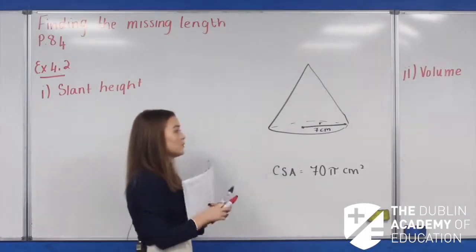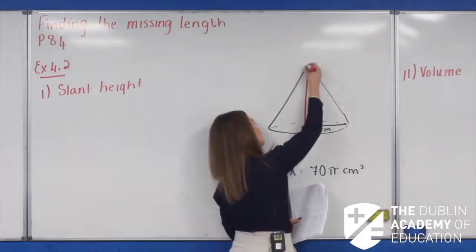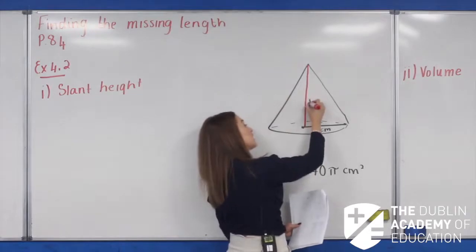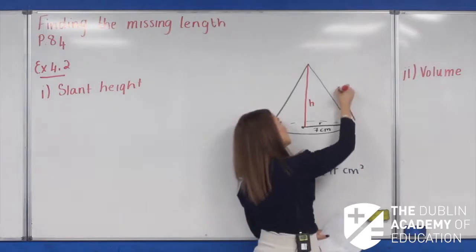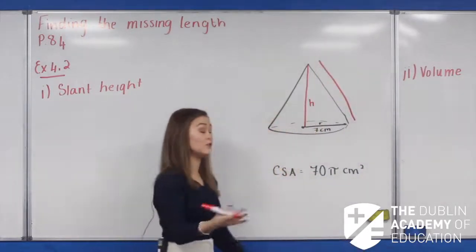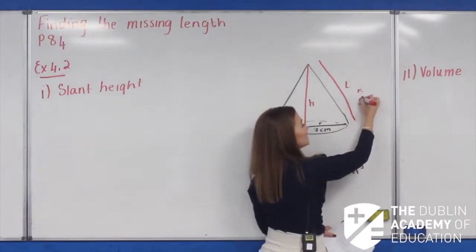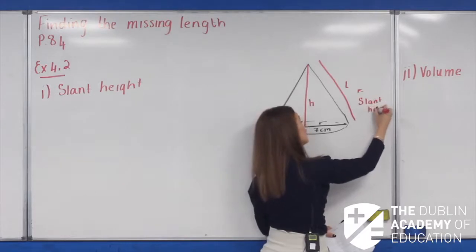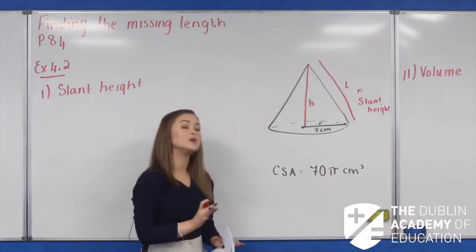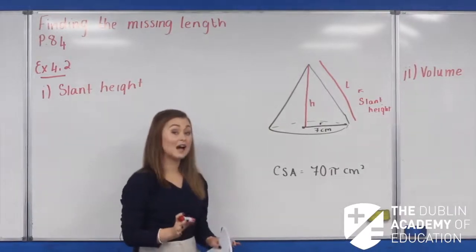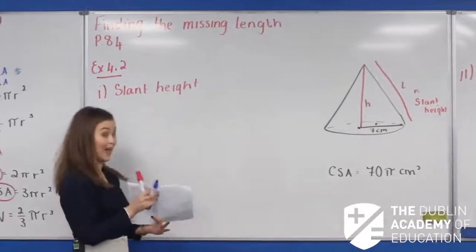It's important for me to point out that from here to here is the perpendicular height, and it's labelled H. From here to here, and you'll see it in your log tables, which you've opened now, is labelled L. And that there is my slant height. So it's really important that I know the difference between the slant height and the perpendicular height, because the slant height will be labelled L.